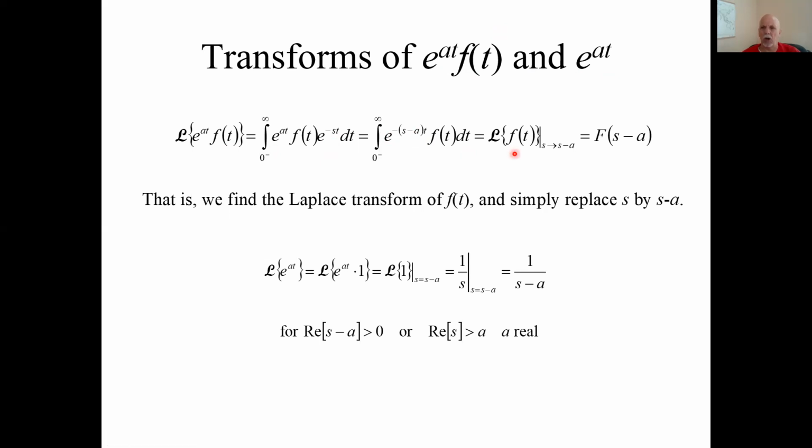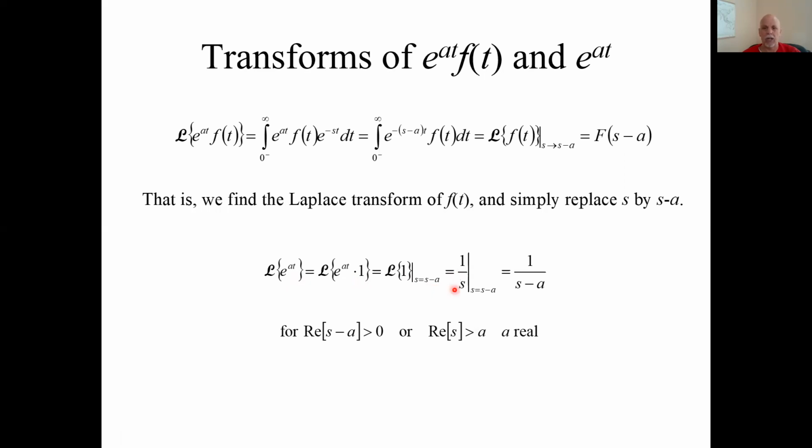Means this, so if we already had the Laplace transform of f, we could find the Laplace transform of e to the at times f by just using the same Laplace transform but evaluating it at s minus a instead of s. So what if we do that? How can we find the Laplace transform of e to the at then? Well, e to the at is e to the at times 1. We just found the Laplace transform of 1. We now evaluate it at s minus a instead of s.